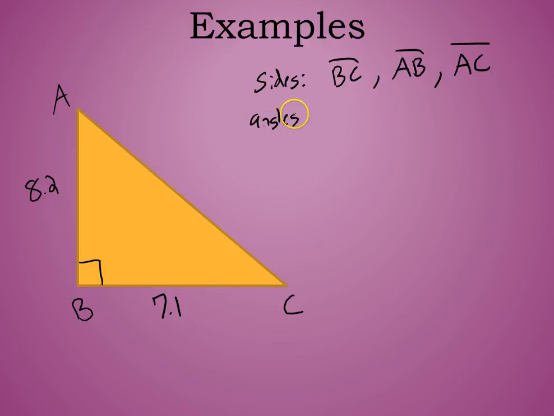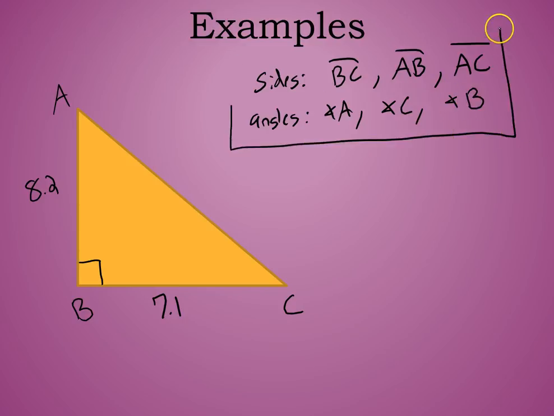And now the angles, well, the angle that's opposite BC is angle A. The angle opposite AB is angle C. And the angle opposite AC is angle B. And that's all we're looking for, listing sides and angles in order from least to greatest.